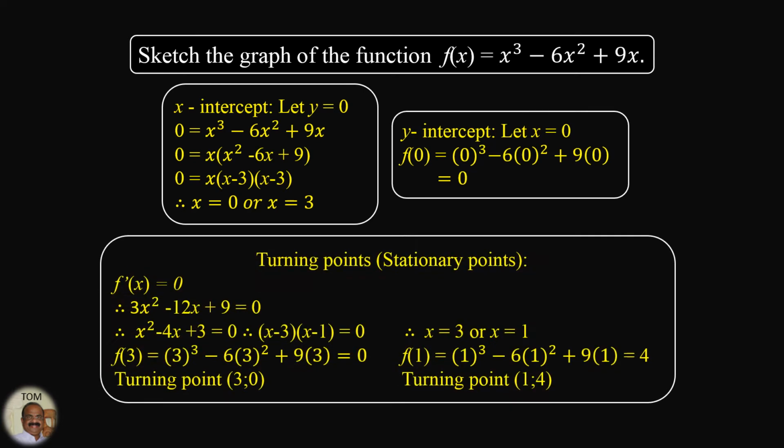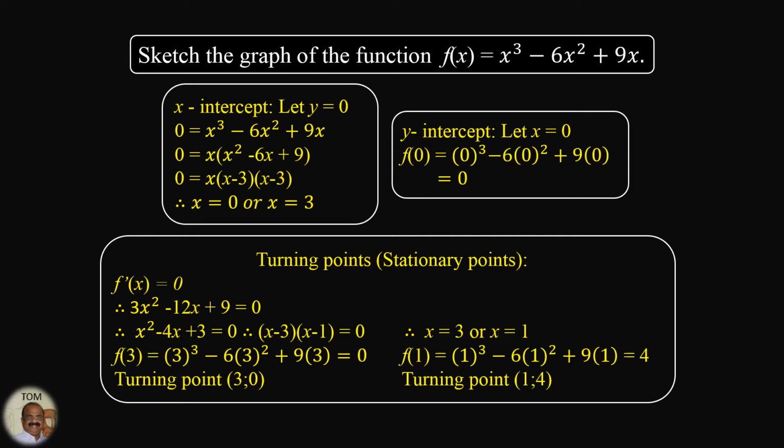The next is the turning points or the stationary points. Here it is a cubic graph, so we may have one turning point or two turning points. Look at the method. We already learned that at the turning point, the derivative of the function will be equal to 0. The gradient of the tangent will be 0. So f dash x equal to 0. We find the derivative of the function. What is that? 3x square minus 12x plus 9 equal to 0.